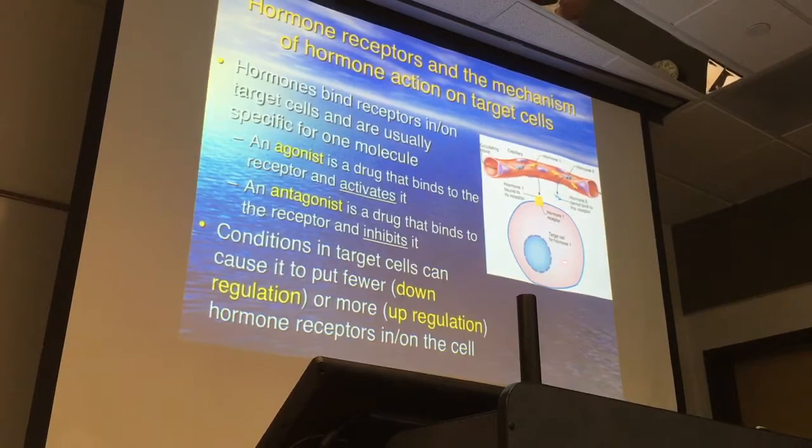Now, more receptors are going to produce a bigger response in the cell. Fewer receptors will produce a smaller response in the cell. Okay? So, certain conditions in target cells and conditions that are affecting it, let's say, can cause it to put more of these or fewer of those and have a bigger response or a smaller response. That's called up and down regulation. Understand it. We're never going to really deal with it in this course.